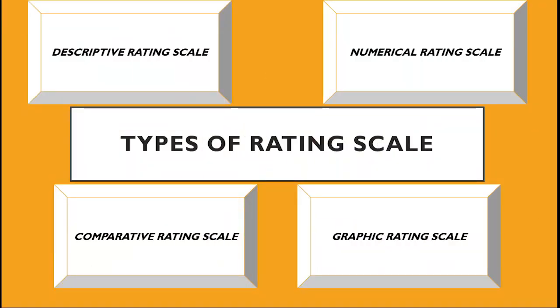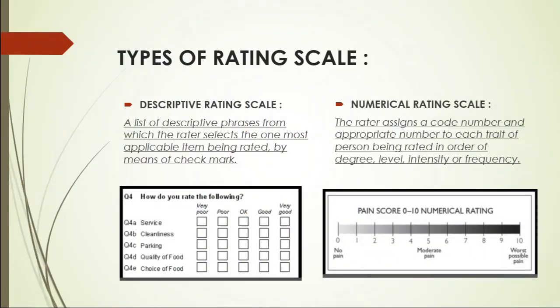There are 4 types of rating scale, namely descriptive rating scale, numerical rating scale, comparative rating scale, and the last one is graphic rating scale. So these were the 4 types of rating scale. Now let's see their definition. So the first one is descriptive rating scale. Descriptive rating scale has a list of descriptive phrases from which the rater selects the one most applicable to the item being rated by means of check marks. As you can see in the picture, the rater uses the check marks to judge any object or performance.